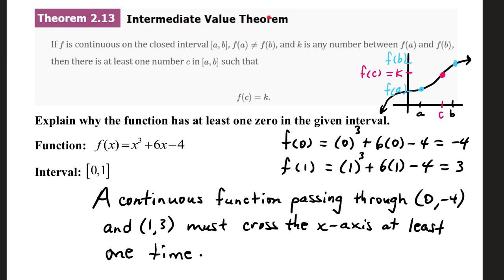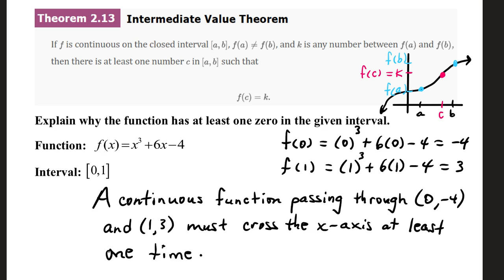A is an x value. When you plug it into a function, you get a certain value, that's f of a. B is another x value. Plug it into your function, you get another function value. These two function values are different because they're not the same value of y.